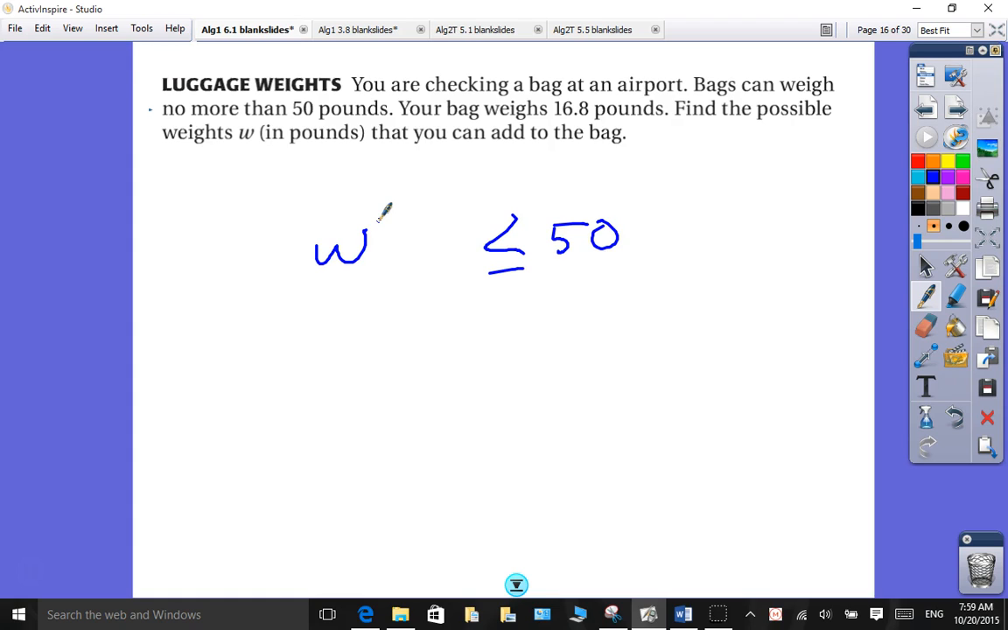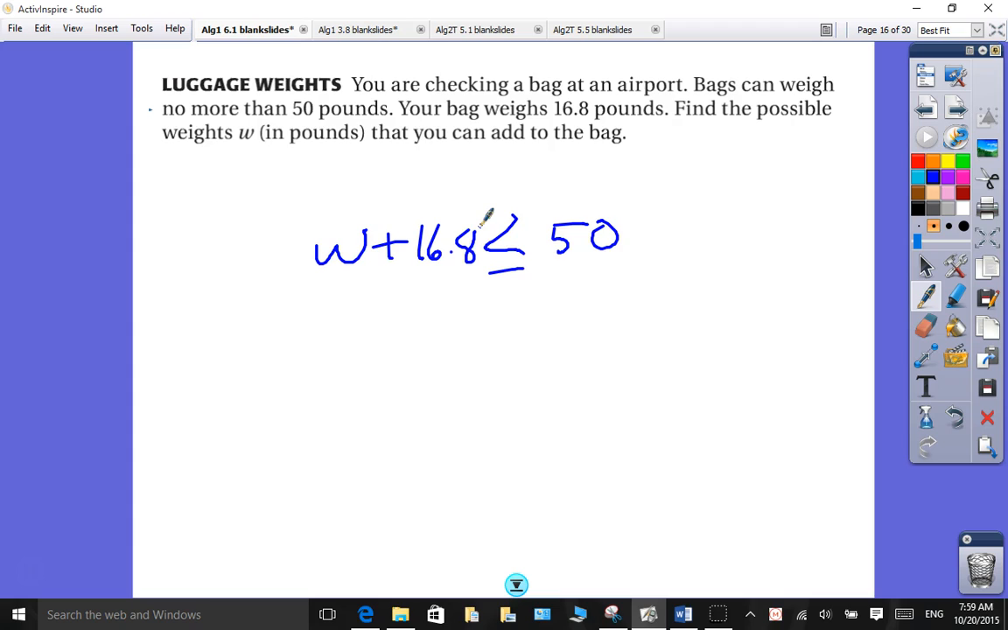Yeah, I mean, they say your bag weighs 16.8 pounds. They want to know W is not actually the weight of the bag. It's the weight you can add to the bag, right? So how do I represent the total weight of the bag? W plus 16.8. Right? So now that's giving us the weight you can add to what it already weighs has to be less than or equal to 50.